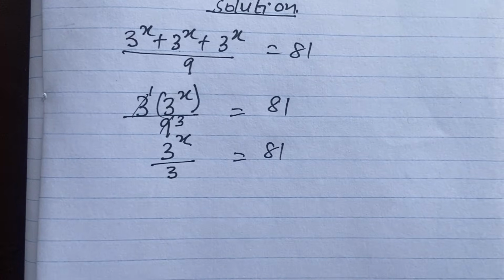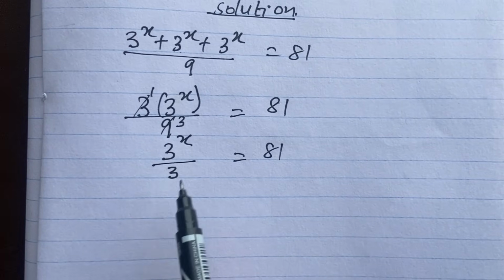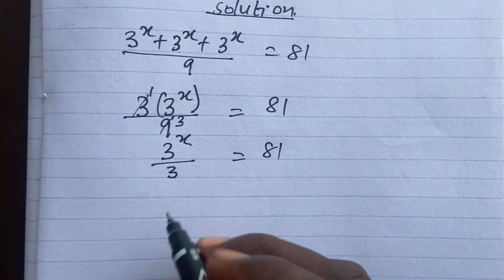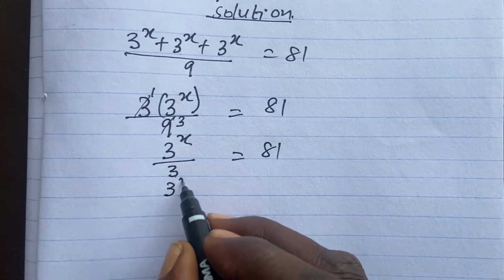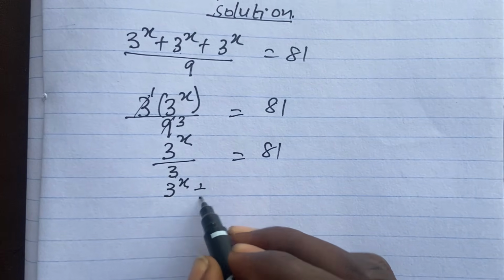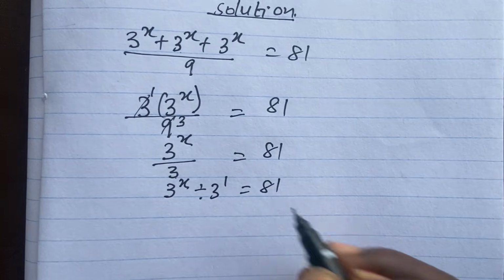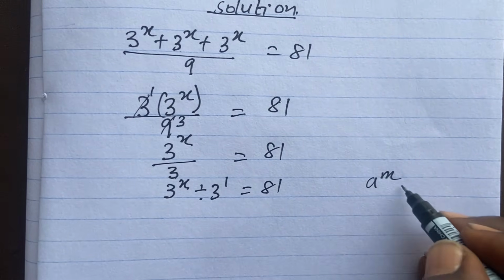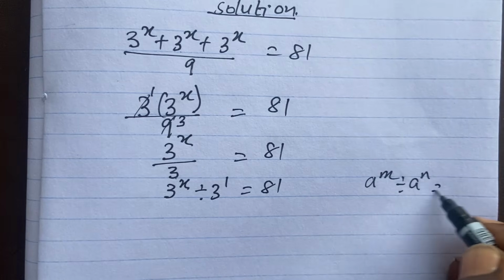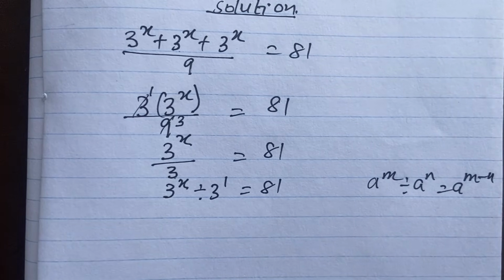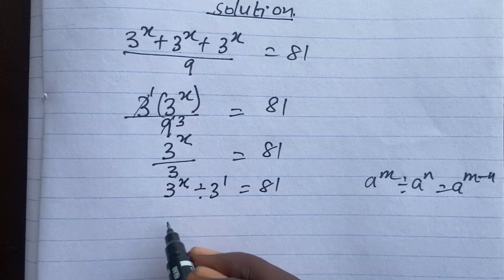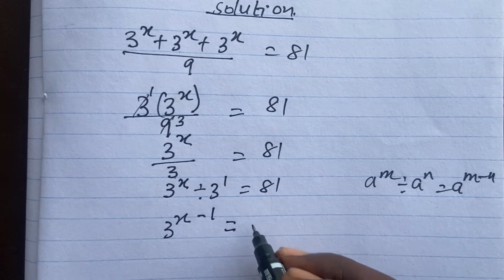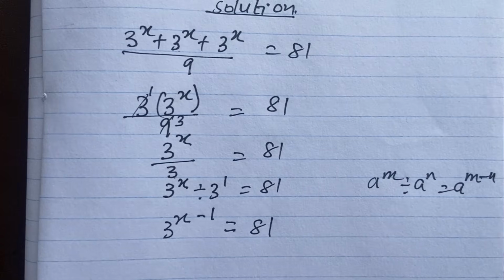From indices, 3 is the same as 3 to the power 1, which can now be written as 3 to the power x divided by 3 to the power 1 equals 81. From indices, given a to the power m divided by a to the power n, this is a to the power m minus n. So from here, you have 3 to the power x minus 1 is equal to 81.